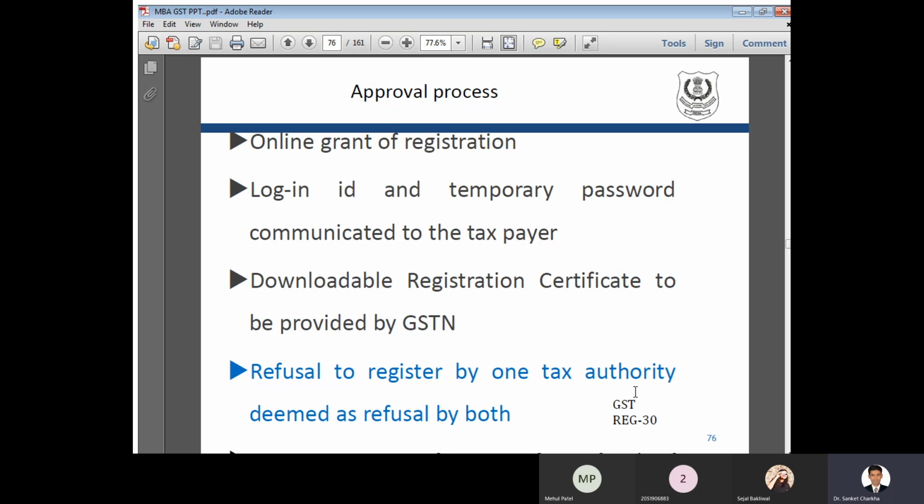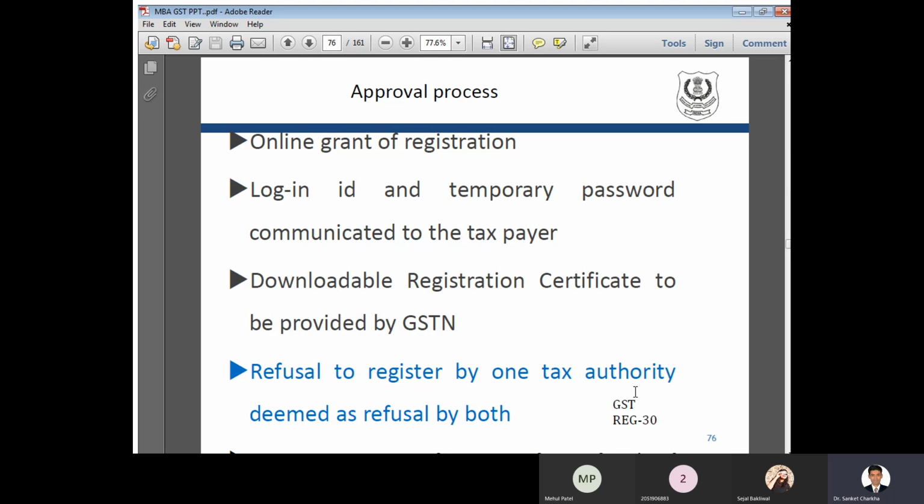Refusal to register by one tax authority is deemed as refusal by both. So if any tax authority is refusing to provide the tax details or the GST number for you, then accordingly there is no appeal available for you, and you have to look for a different process, and the new registration process has to be complied with. Now, if a particular GST tax authority is refusing to provide you the GST number, then it is assumed that the authority at the state level and the authority at the central level, both are rejecting to provide the registration number.